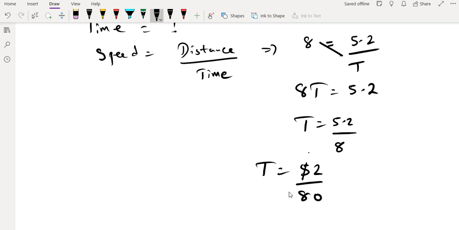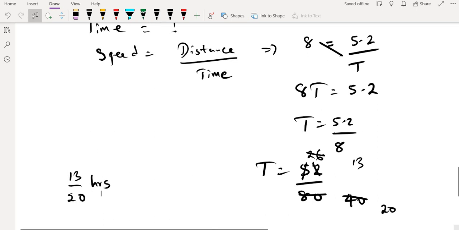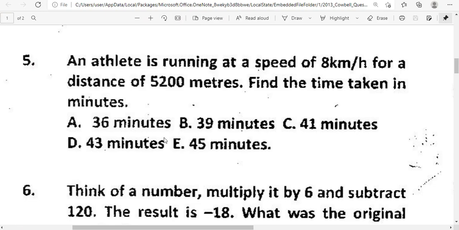So we can cancel now. 2 into 52 is 26, 2 into 80 is 40. 2 into 26 is 13, 2 into 40 is 20. So that gives us 13 over 20 hours. But if you look carefully, the answer is left in hours.